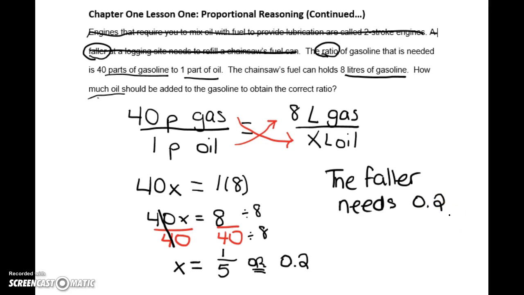and make sure you tell me what it is. One thing that's really important is you need those units, because how do I know you're not talking about the gasoline instead of the oil, or how do I know we're not dealing with pints or ounces, or even kilograms? I don't know. So make sure you tell me those units. So here it was liters of oil. So the faller needs 0.2 liters of oil. And for now, this is a good enough sentence. I know it's not 100% complete, but I think this will be a really great starting point for us in our course.